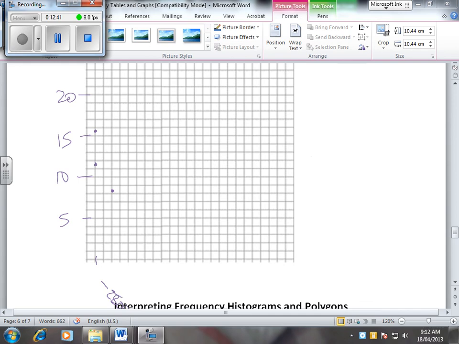Okay, so I'm going to get you guys to fill out your polygon. So just pause it, fill out all the data. Again, you're along the Y-axis and along the X-axis, and then we'll come back and we'll compare them, okay?